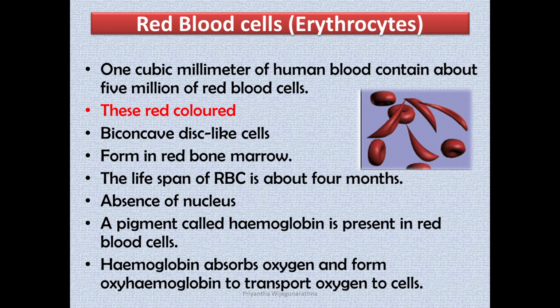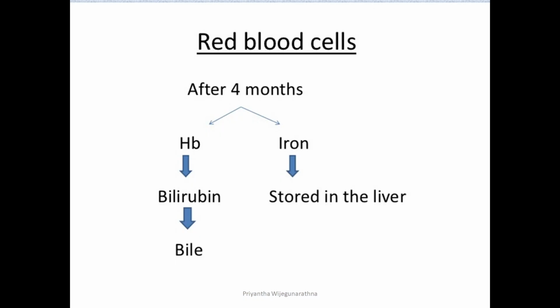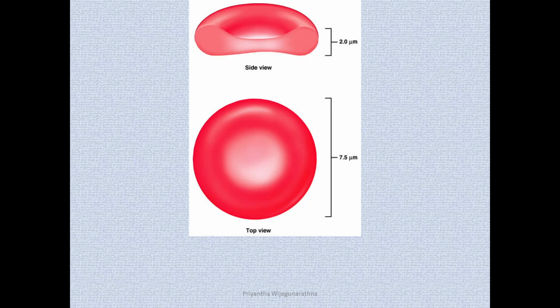They are red in color because of having hemoglobin. The shape of the red blood cells is biconcave disc shape, as you see on the screen. Hemoglobin is important for the transportation of oxygen. It has the ability to combine with oxygen in the lungs, and they transport oxygen up to the cells. The lifespan of a red blood cell is about 4 months, and they are most probably destroyed in the liver.